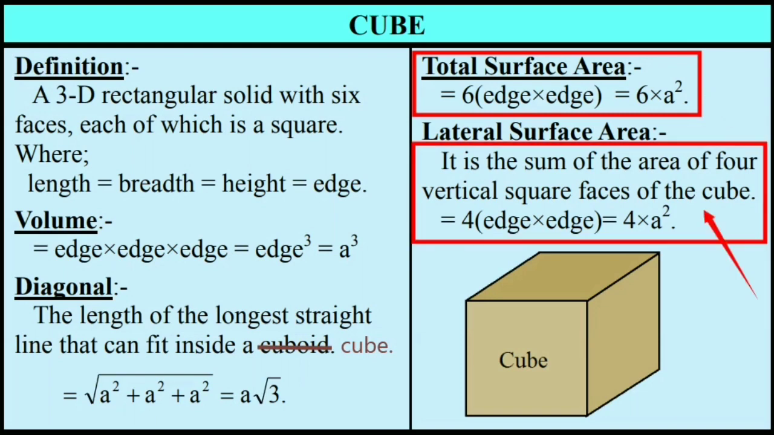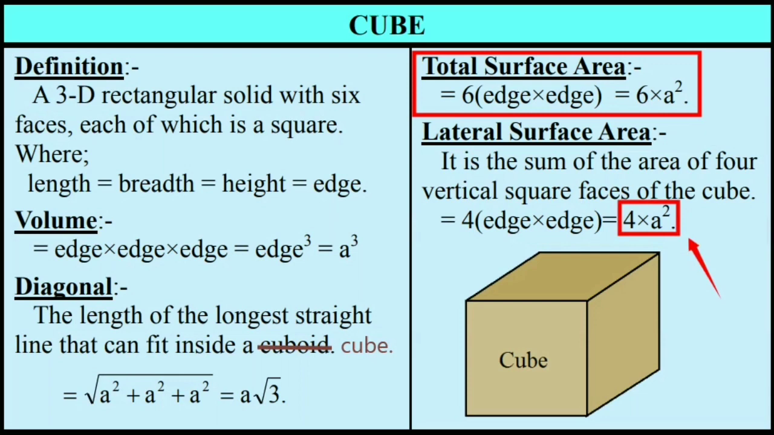Next is lateral surface area. According to the definition, it is the sum of the area of all four vertical square faces. It means lateral surface area of a cube is total surface area of the cube minus the sum of floor and ceiling. Mathematically, the lateral surface area is 4 times a square, where a is the edge of the cube.